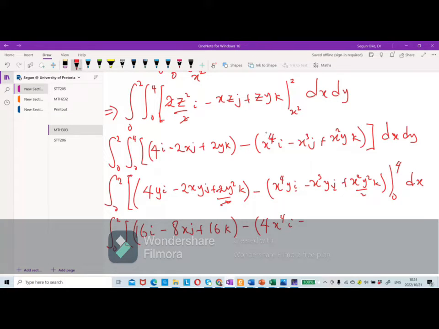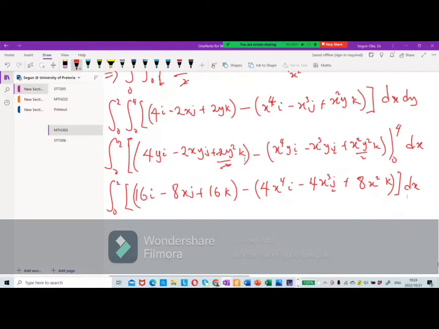4x4i minus 4x cubed j plus 16 over 2, which is 8, right? 8, yes, 8x squared k, everything dx. I can decide to open the bracket, or I can decide to keep it like that. So let's continue.